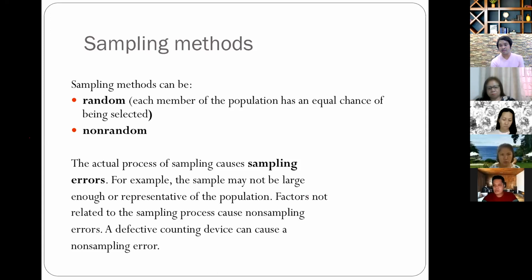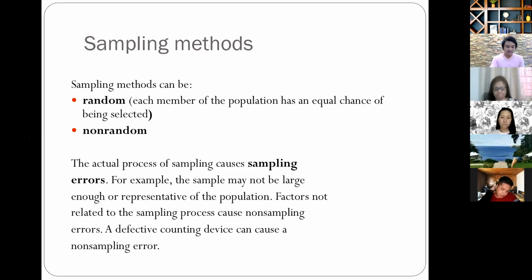Itong mga subjects mo or respondents mo, meron tinatawag na inclusion and exclusion criteria. So doon magkakaroon ng non-random. Pero kapag ang study mo ay random, everyone has an equal chance of being selected. And ang pinaka very good example nga nun is lottery, no?